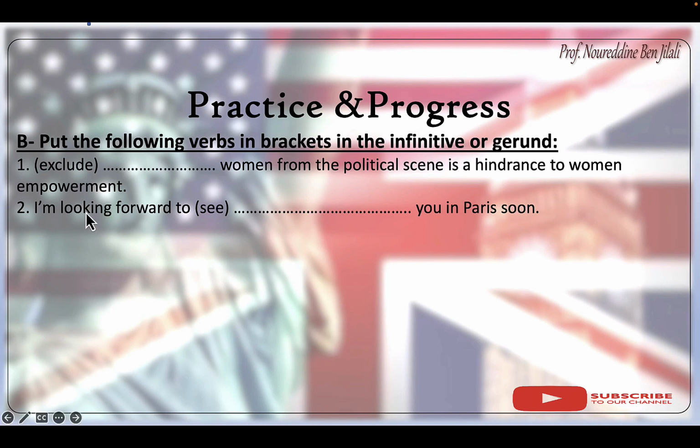Number 2, I'm looking forward to see you in Paris soon. So the verb look with the adverb forward and the preposition to is always followed by gerund. So we say here, I'm looking forward to seeing you in Paris. Remember that verbs ending with double E, we just add ing with no change.